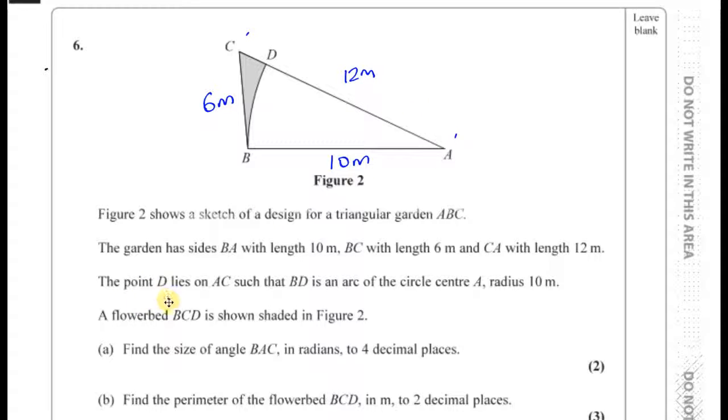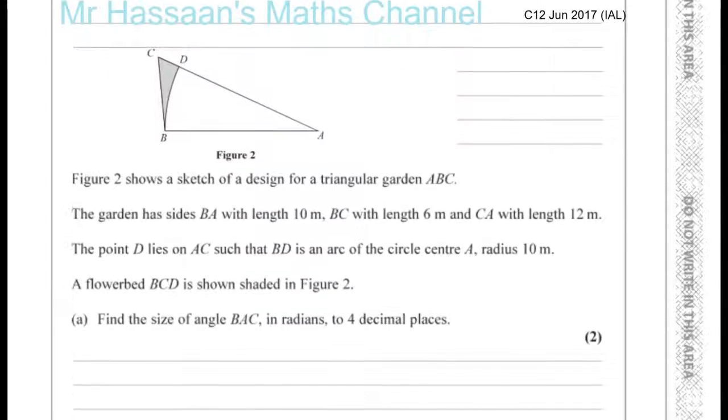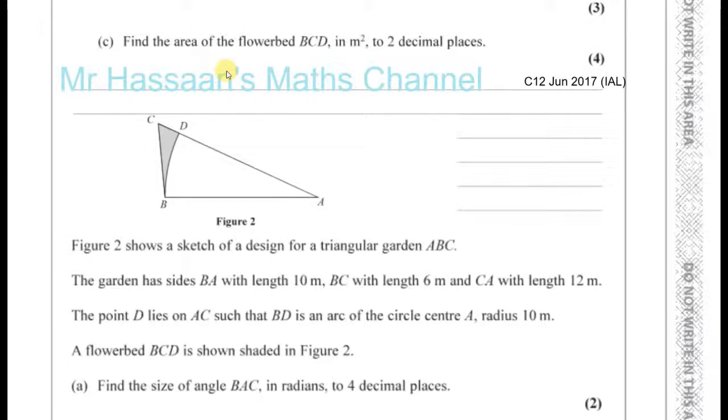Okay, the point D lies on AC such that BD is the arc of a circle of center A of radius 10. A flowerbed BCD is shown shaded in figure 2. Find the size of angle BAC correct to 4 decimal places. So you're going to find this angle BAC. Okay, so let me just do that down here. We're going to find the size of this angle here.